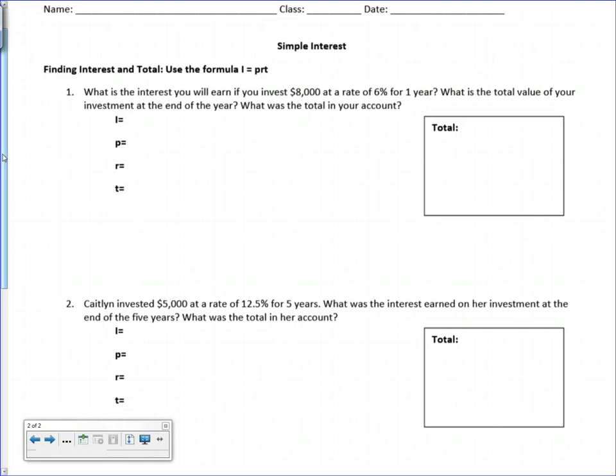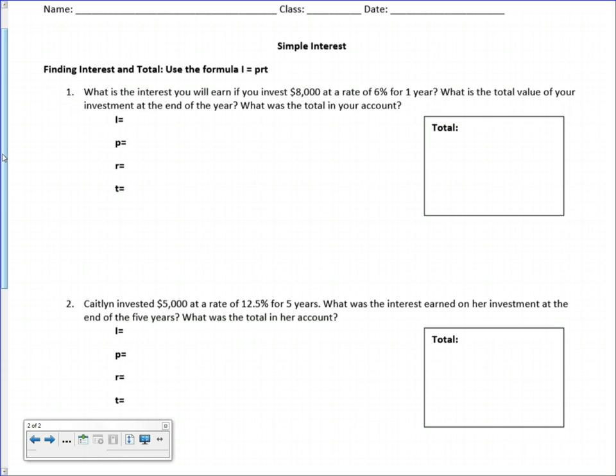So when you invest money, depending on where you invest it, either with your bank or into something, when you invest, the bank will give you a certain amount of interest for however long that money is in your account. And so, simple interest, you earn interest based on whatever you put into the account.